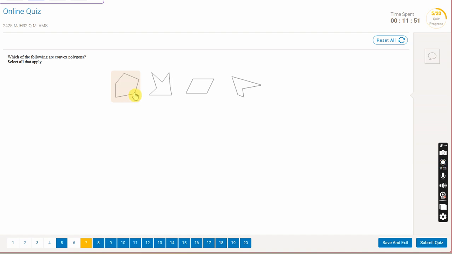Now convex polygons, they're all outwards. So this is all outwards. You will see the inwards. So this will be inwards. It's going inside. The corners are going inside. Also this one.